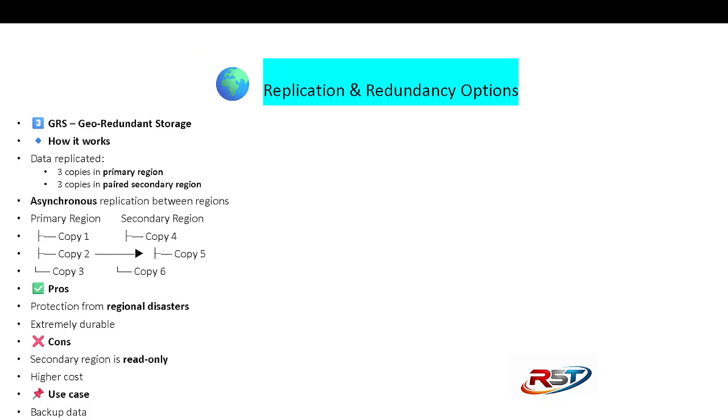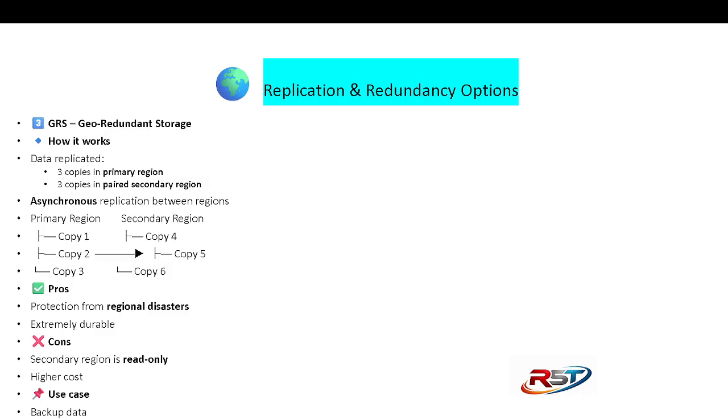GRS, Geo Redundant Storage. How it works: data is replicated, 3 copies in the primary region and 3 copies in the paired secondary region. Now we talked about region pairs. Replication between regions is asynchronous. In the primary region it is synchronous, so it copies immediately. The secondary, paired region copies asynchronously. Primary region: copy 1, copy 2, copy 3. Secondary region: copy 4, copy 5, copy 6. So in total it maintains 6 copies.